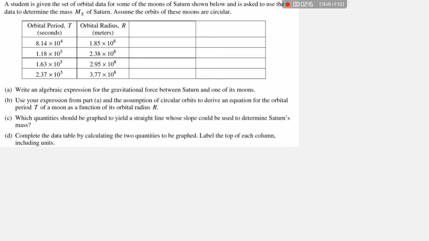Then I want to use that to figure out an equation for the orbital period T as a function of the radius r. So we say T squared over r cubed is equal to 4 pi squared over GM. Yes, but we'll need to get there.